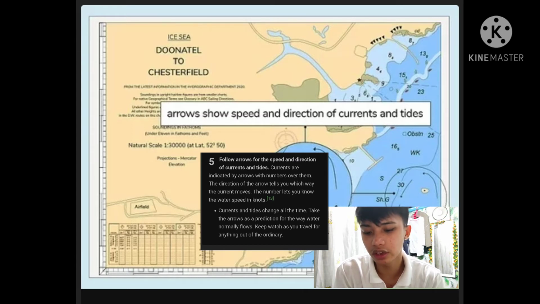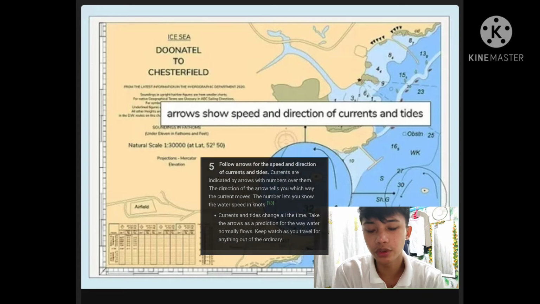Currents and tides change all the time. Take the arrows as a prediction for the way water normally flows. Keep watch as you travel for anything out of the ordinary.